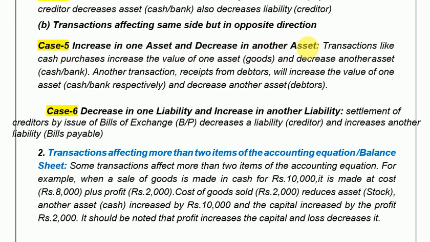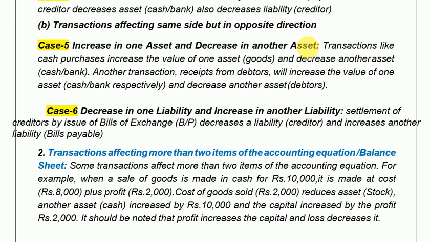Like you are selling commodities in cash, so your stock decreases and another asset, that means cash, automatically increases. So with the help of this example we can understand how on the same side the transaction affects in opposite directions.